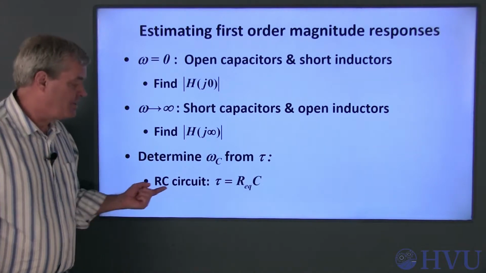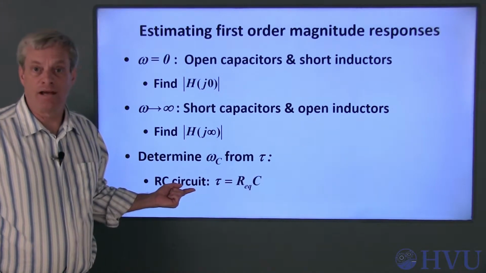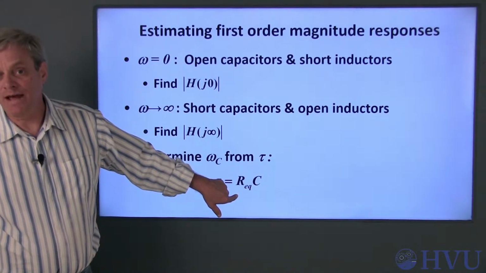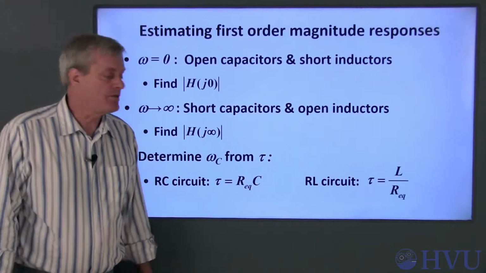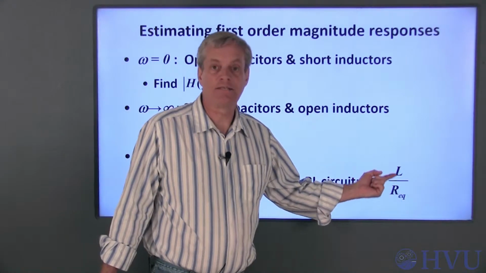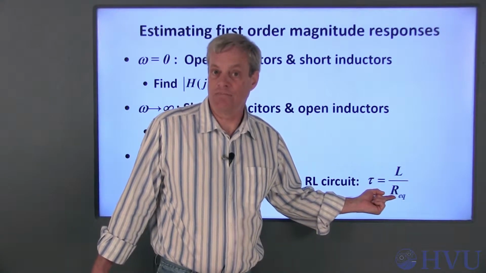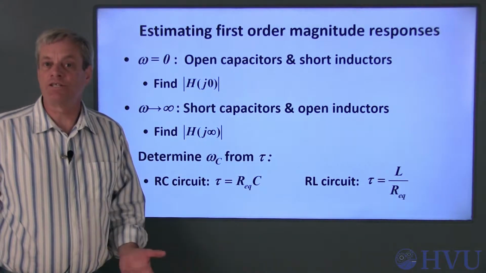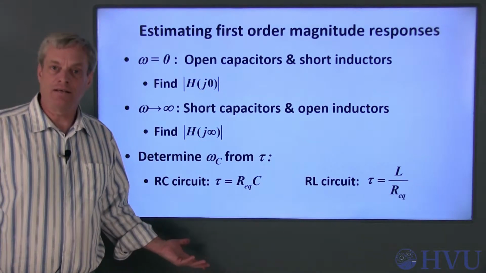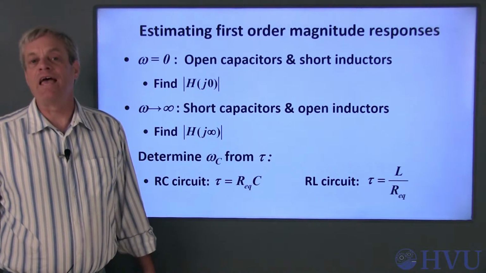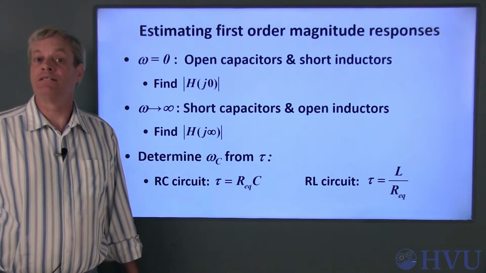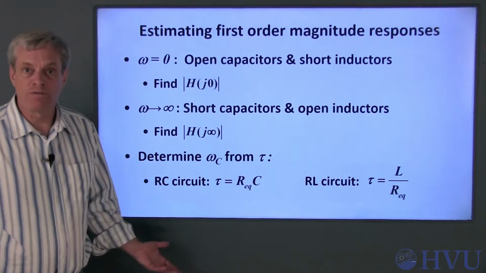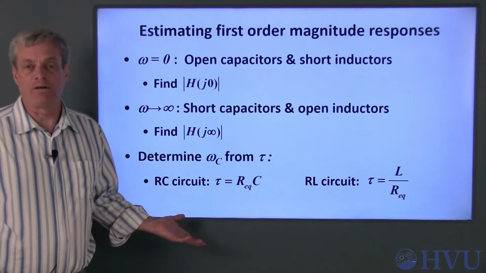This is helpful because for an RC circuit, the time constant is the capacitance times the equivalent Thevenin resistance seen by the capacitor. For an RL circuit, the time constant is just the inductance divided by the equivalent resistance seen by the inductor. We can easily calculate a time constant from these relationships and invert that to get the cutoff frequency. This works for any first-order circuit. However, it doesn't apply to higher-order systems. Next, let's do some examples of how to use these results in circuit analysis.